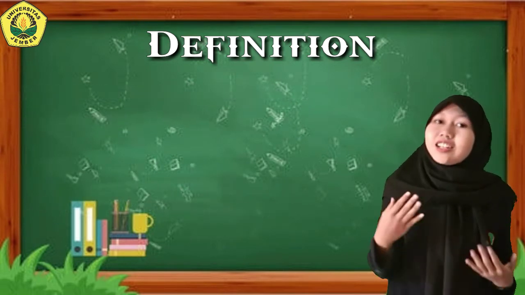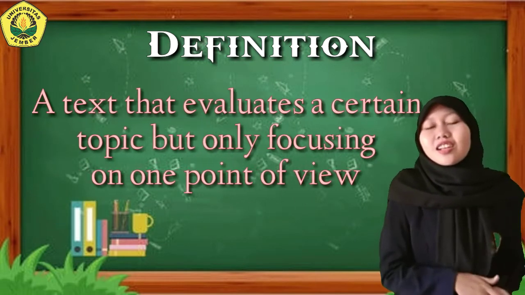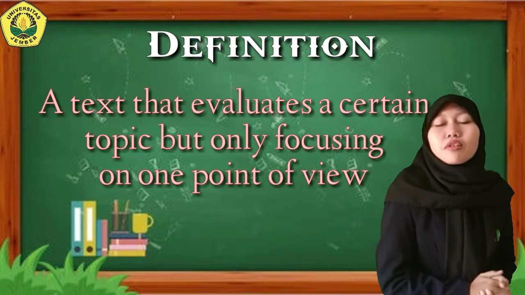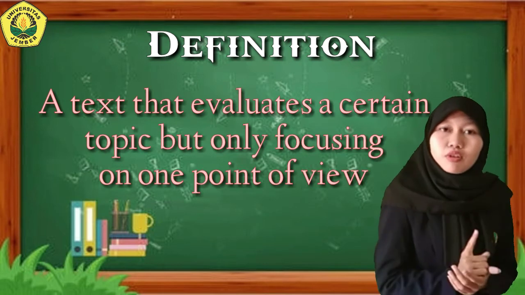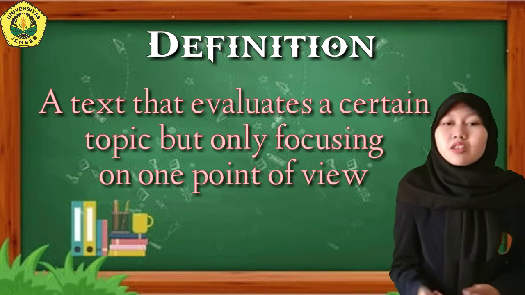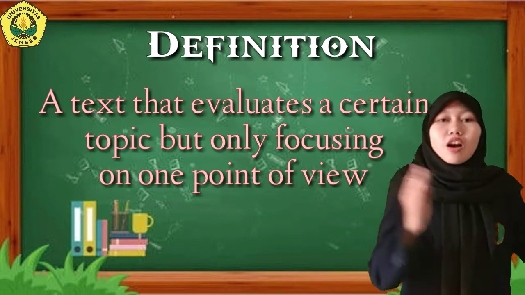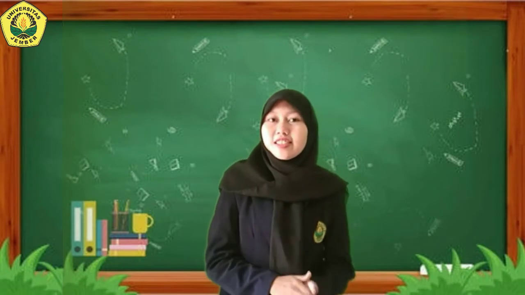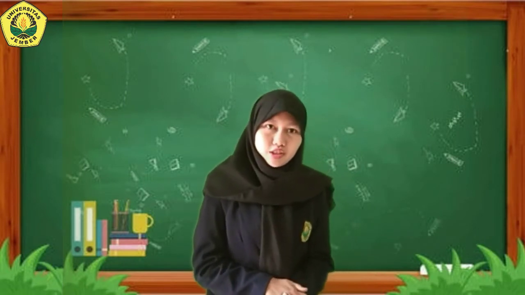So basically, analytical exposition text is a text that evaluates a certain topic, issue, or situation, but focuses only on one point of view, only on one side of the arguments, which is the arguments of the author and the viewpoints of the writer itself instead of 2 points of view. Now, that is the definition of analytical exposition text.